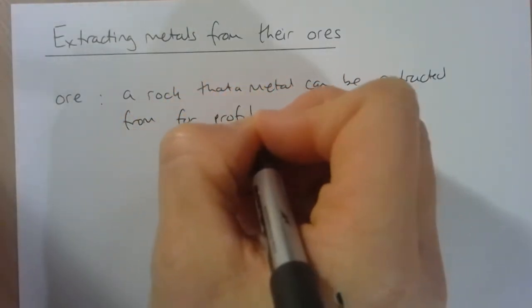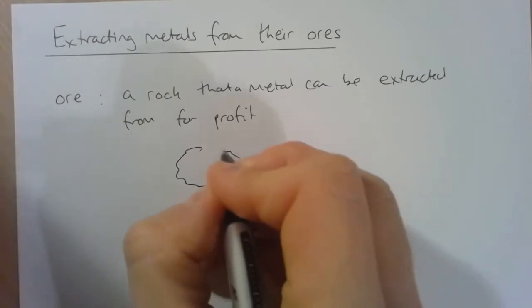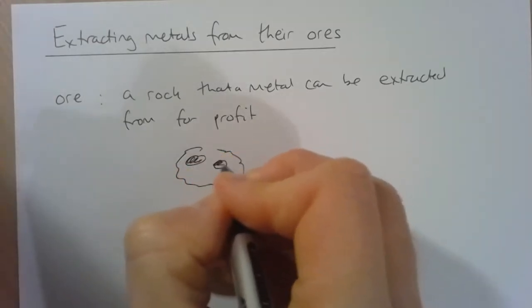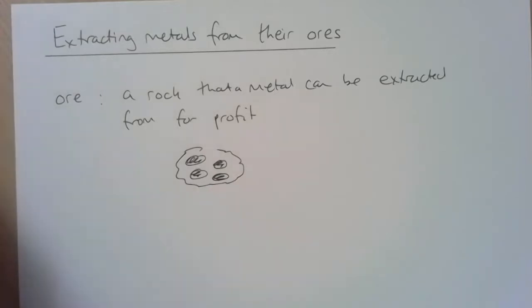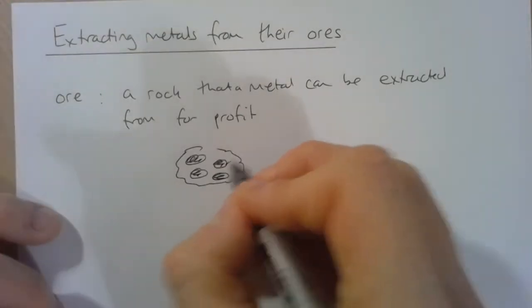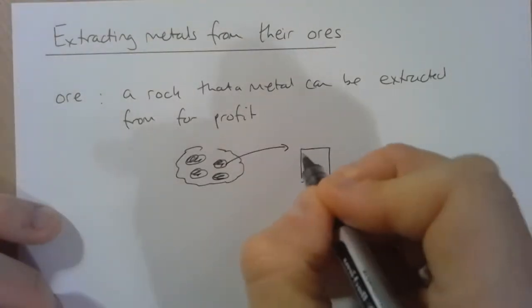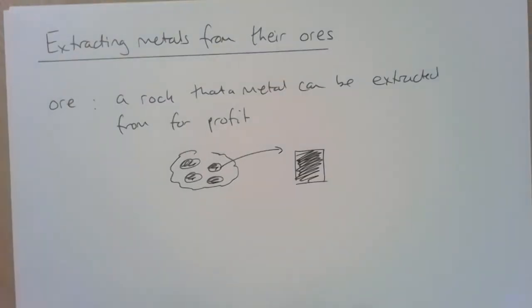So lots of rocks have amounts of metal in them. If that amount of metal is large enough, then we can extract the metal and purify it from that rock. And obviously there's lots of metals that are very important in our lives: copper for wiring and as a conductor, iron for building, aluminium for building lightweight materials. So ores, and therefore rocks, are very, very important in our lives.